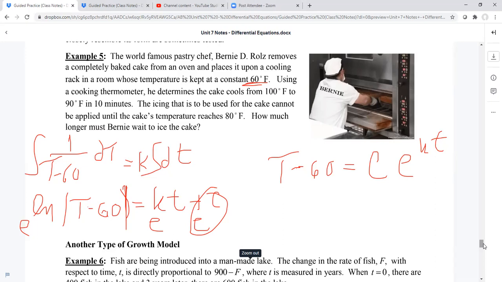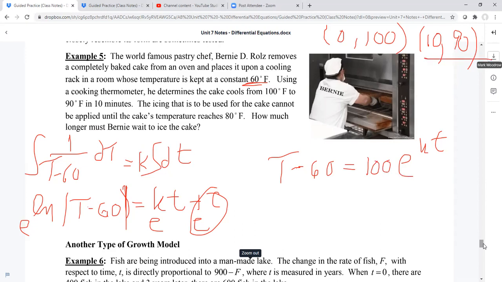So it says, using a cooking thermometer, he determines the cake cools from 100 degrees to 90 degrees in 10 minutes. So when he pulls the object out at time 0, the cake's 100 degrees. And then 10 minutes later, the cake is 90 degrees. So we're going to use the 0, 100 to get that C is going to be 100 again. So I'm going to go ahead and stick that 100 in there. And now I'm going to use this 90 and 10 in order to find the k.